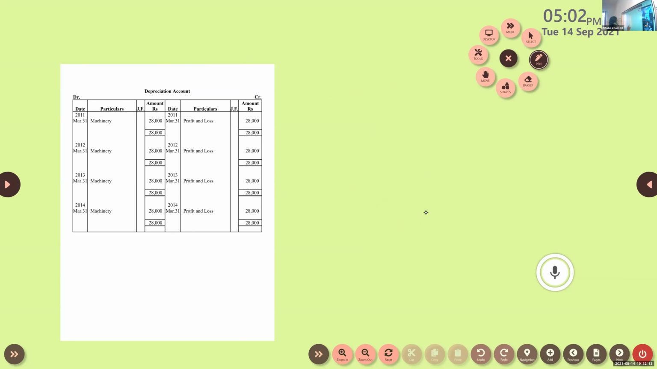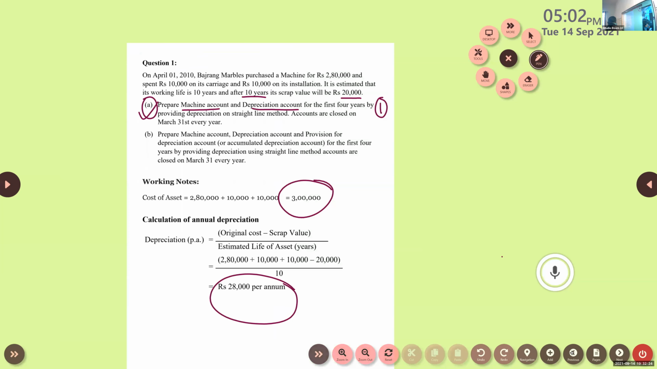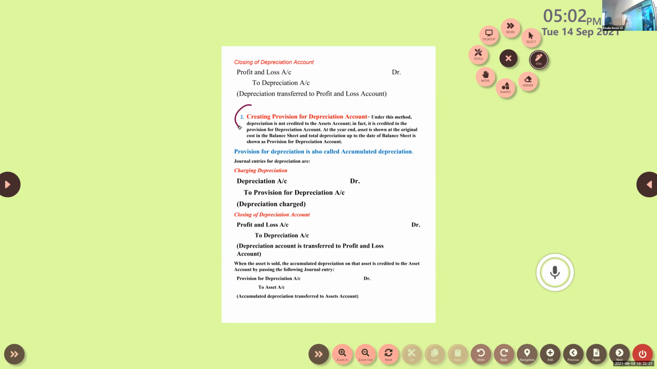So this was sub question A. Now the second part. Here we are doing the second method. What was that? Creating provision for depreciation. We are going to prepare the accounts: machinery, depreciation, provision for depreciation. So here the journal entries are: depreciation account debtor to provision for depreciation. This is the first entry. The second one remains the same as the earlier one: profit and loss account debtor to depreciation.